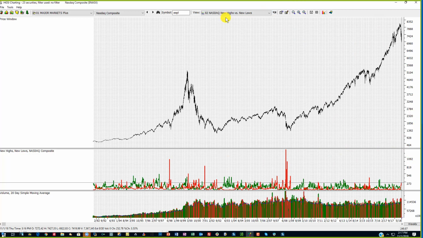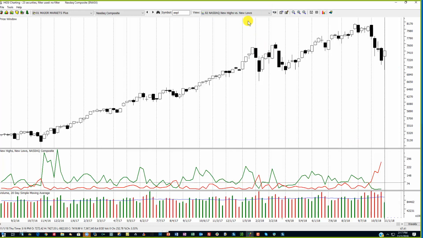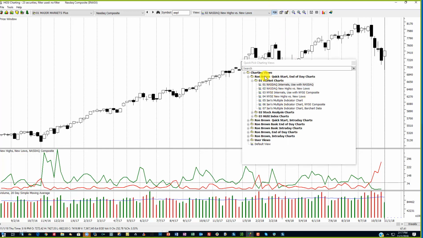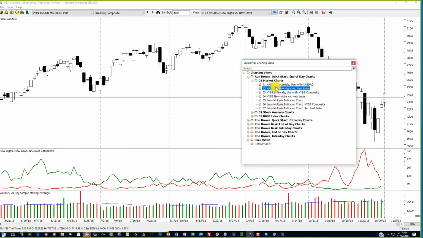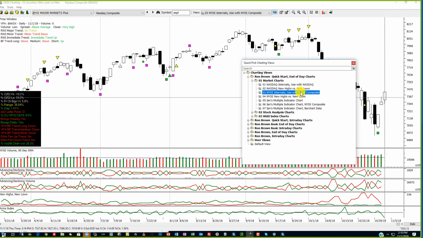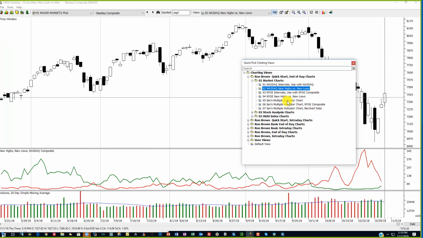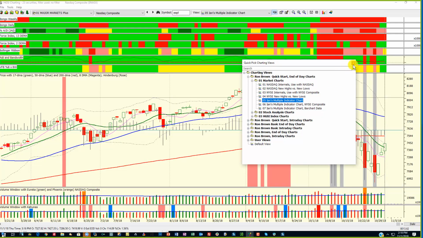Where do I find that view? Peers, have you downloaded the add-on recently? You've got the view. If you have, let me show you quickly. Ron Brown, market charts, new highs versus new lows. This is something I look at every day. I look at the Nasdaq every night, and I look at this every night. You can also do it with the NYSE if you choose the NYSE, but it's not nearly as valuable as the Nasdaq.